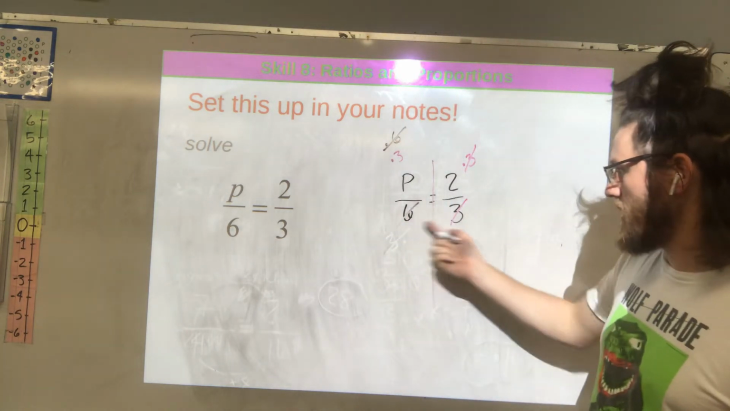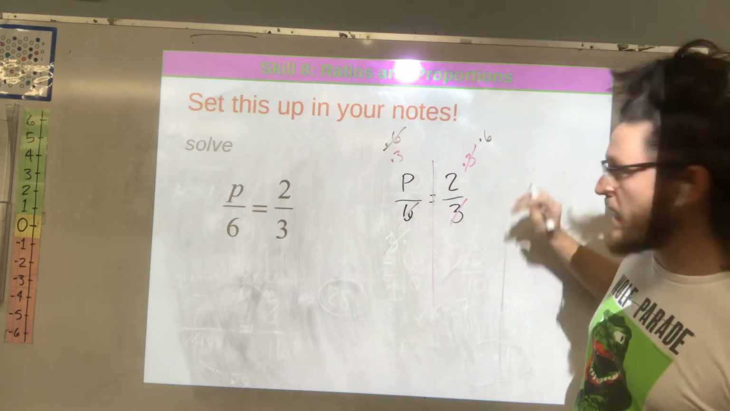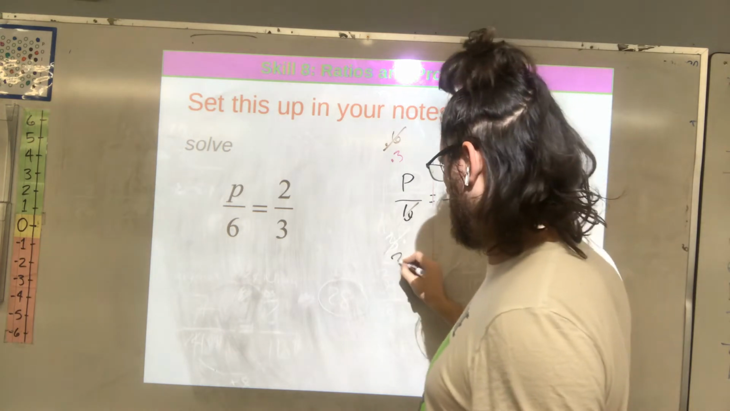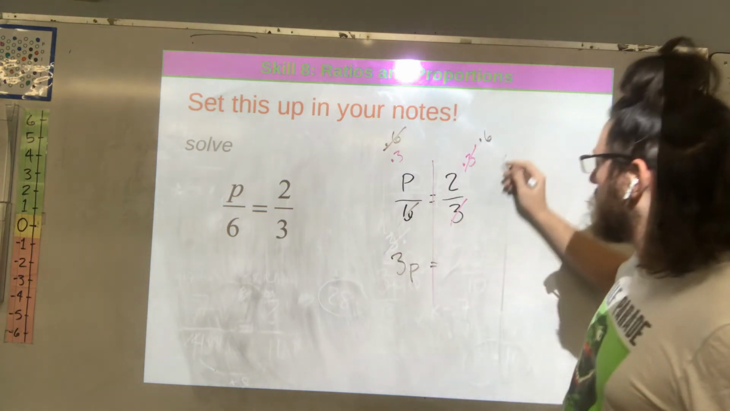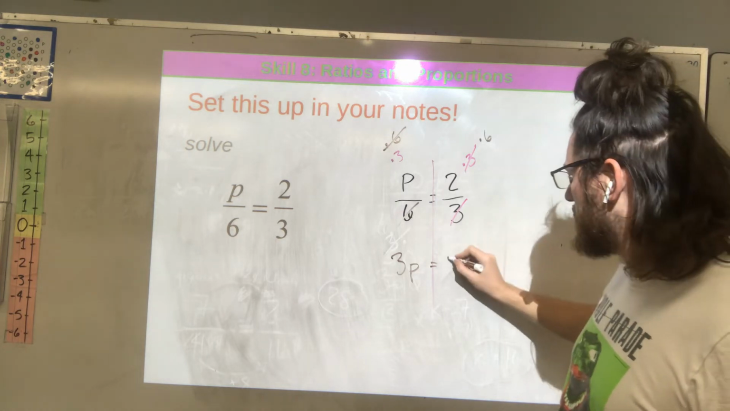Now that 6 is gone, 3 is already gone, and what I'm left with, when I multiply 6 on both sides, is just a 3 and a p over here. 3 times p is 3p, and then on this side of the equal sign, my 3's canceled, and what I'm left with is 2 times 6, which is just 12.